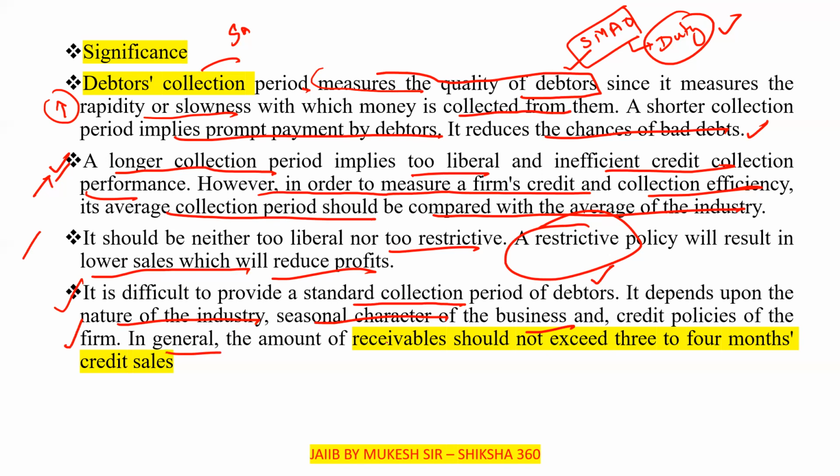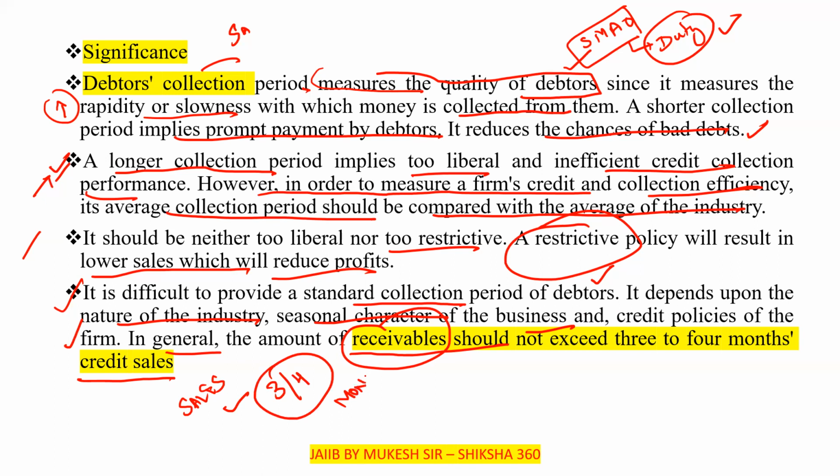In general, the amount of receivables should not exceed 3 to 4 months of credit sales. That is, if we sell our material, we have to receive the amount within 3 to 4 months. So this is the significance of the debtors collection period ratio.